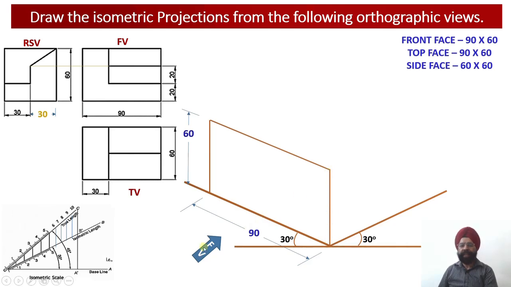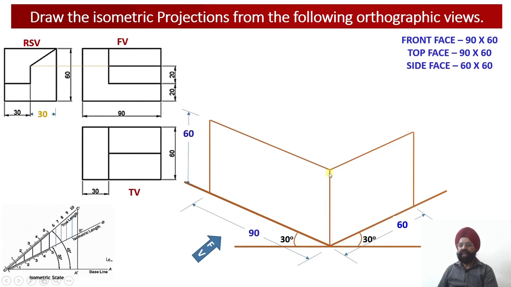Now having completed the front face construction, we move on to the construction of the side face of this particular solid. So the side face, we have already discussed that the width of the side face will be equal to 60 millimeter, right? So the width of the side face of the solid is 60 millimeter, and the height of the solid we have already obtained in the front view. This is also equal to 60 millimeter.